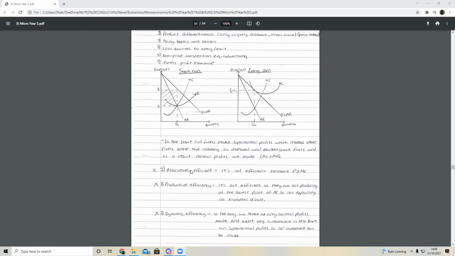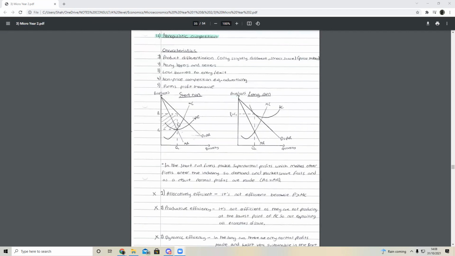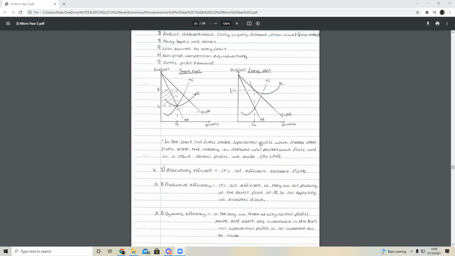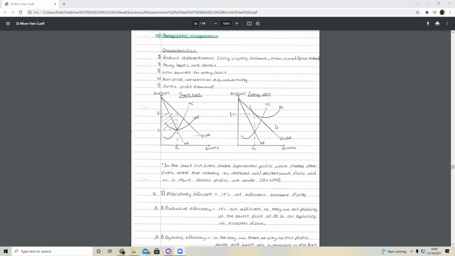In terms of efficiencies, it hasn't really got much efficiency. In the short run, it did have a bit of efficiency because it made supernormal profit, but we always want to look at the final impact. In the long run, it's not allocatively efficient because price is bigger than marginal cost, or demand is not equal to supply.